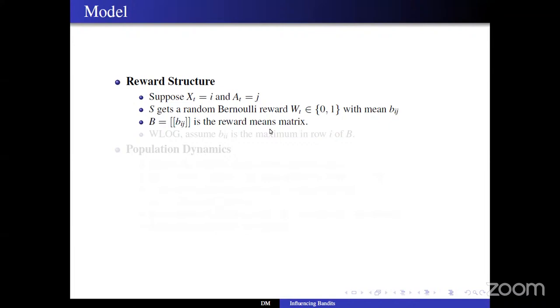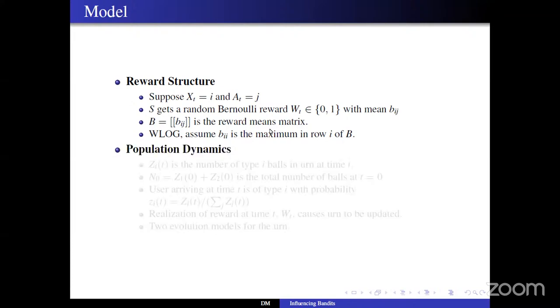We collect all the b_ij in a matrix that I call capital B, and that is what we call the reward means matrix. Without loss of generality, I'll assume that the diagonal ones are the maximum values. Essentially, what I'm saying is that a user of type i prefers an arm of type i. Which means that B11 is higher than B12, and B22 is higher than B21.